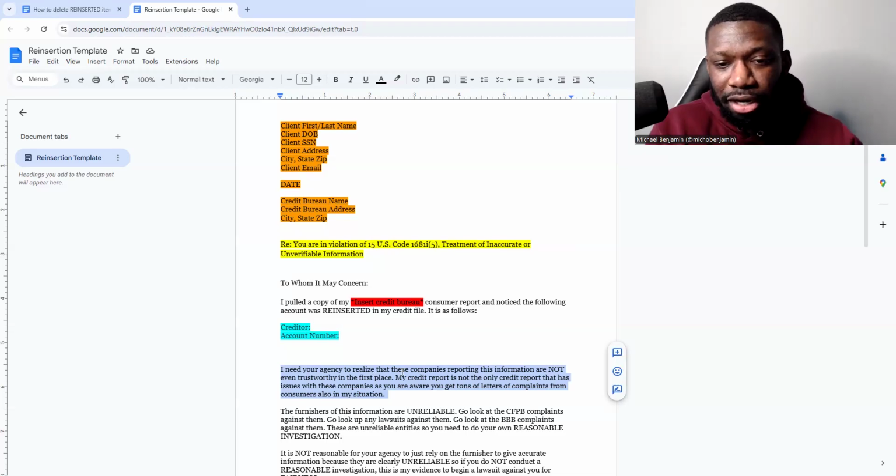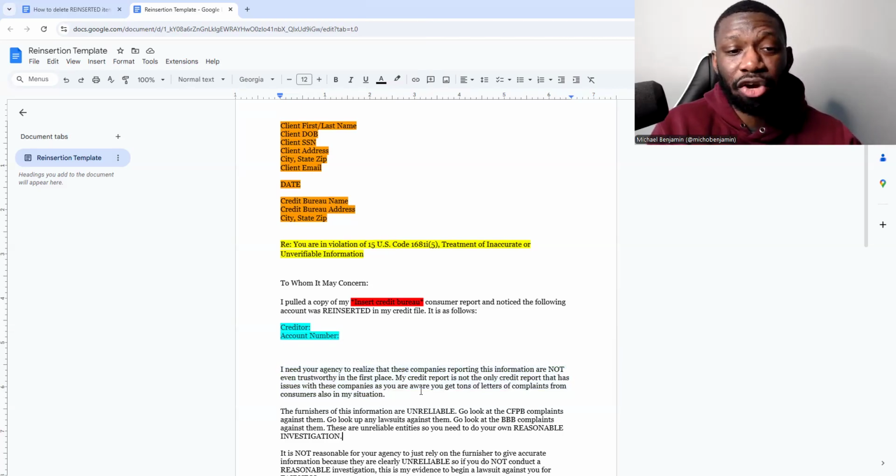My credit report is not the only credit report that has issues with these companies. So you see what I'm saying? The furnishers of the information are unreliable. So I'm basically saying whatever was reinserted, if it was BOA, if it was Discover, whatever, right? I would say, okay, go look at their CFPB complaints against them. Go look at the BBB complaints against them, right? You need to do your own reasonable investigation, which we know that the credit bureaus are not going to do.